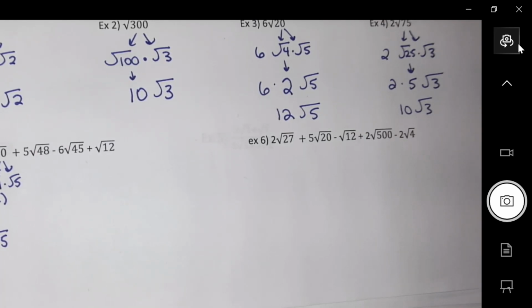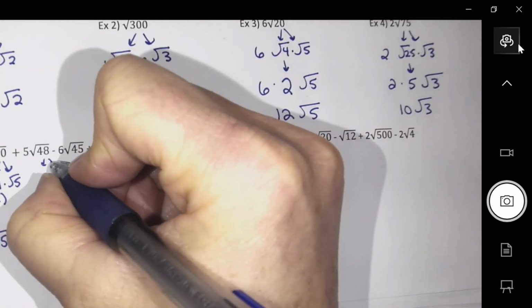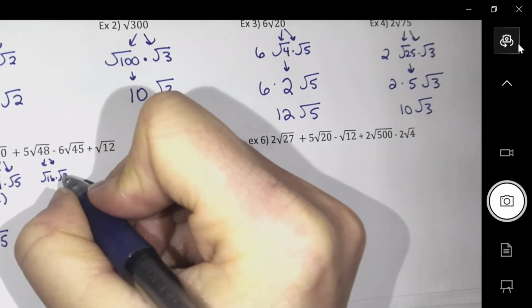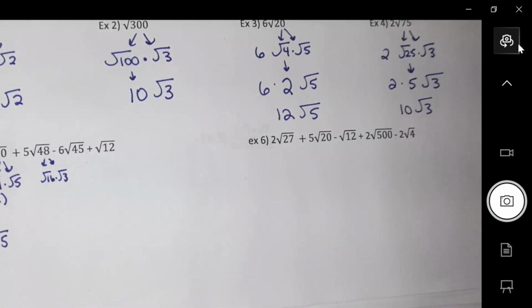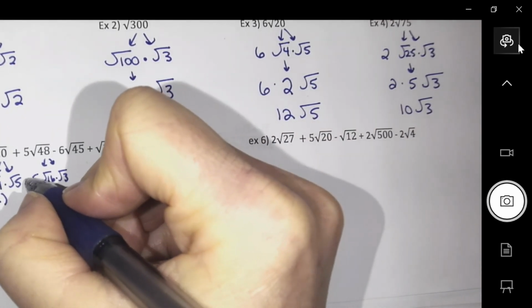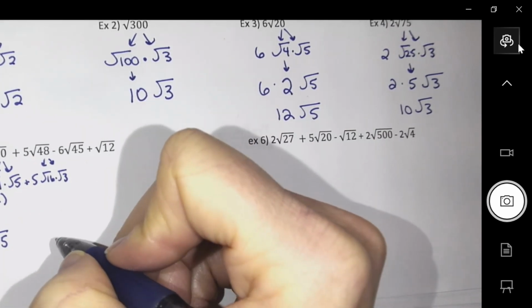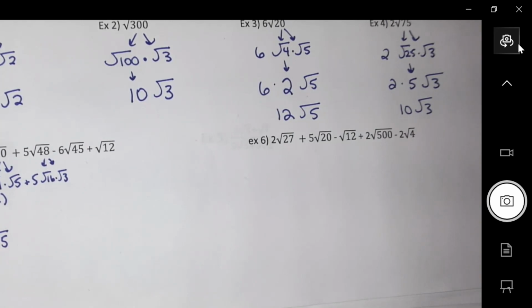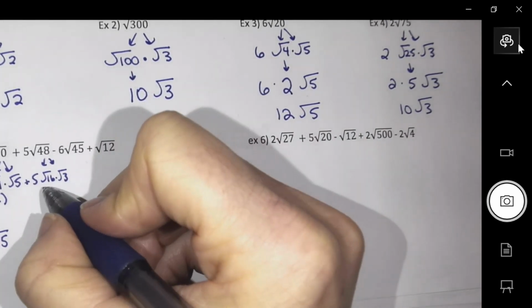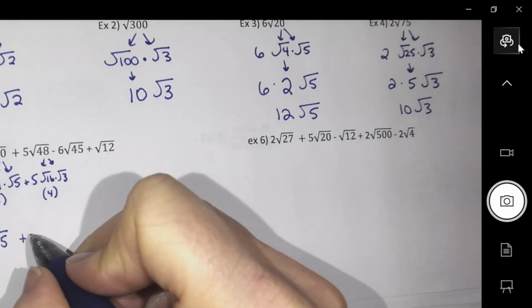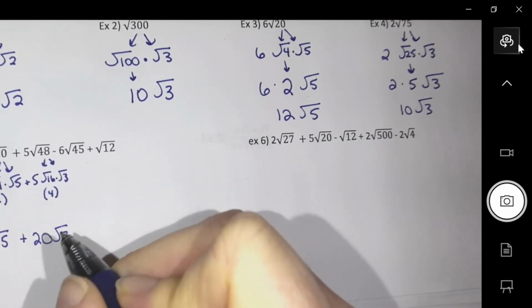Okay, 48 is divisible by 16. 16 times 3 is 48. Okay, so 48 changes to a 16 times 3. Then the root of 16 is 4. So are you getting 20 root 3?